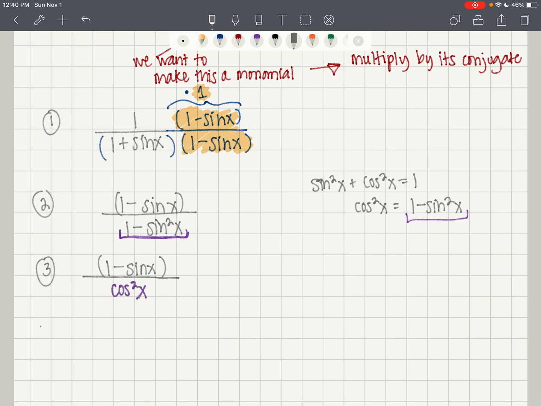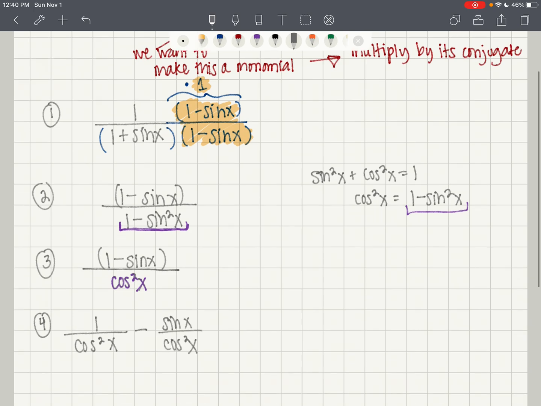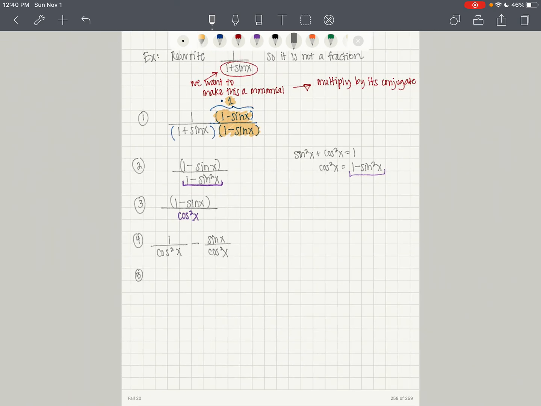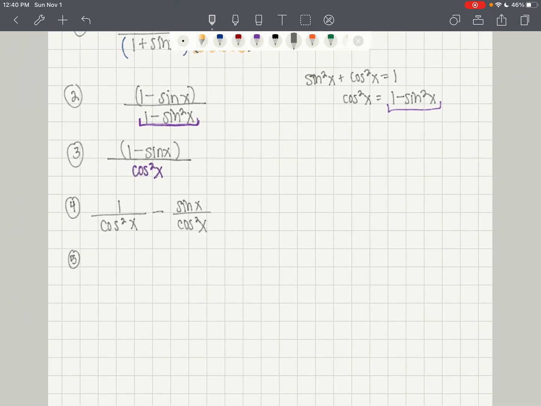Now that I have a monomial denominator, I can rewrite this as the two fractions that it is. 1 over cosine squared of x minus sine of x over cosine squared of x. So I can separate it out into two fractions. And then 1 over cosine squared. Remember, our whole idea is no fractions. So we've got 1 over cosine squared. Well, 1 over cosine is the same as the secant. So if I have 1 over cosine times 1 over cosine, I have secant times secant. And secant times secant is secant squared.